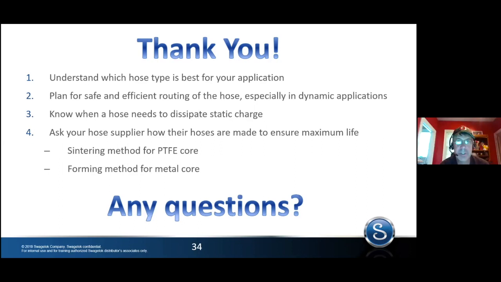Our T series hose was used for that particular application because it's post-sintered. So the permeation was a bit of a concern for our customer, and the post-sintering obviously limits the permeation the most, and so that's what they wanted to go with.